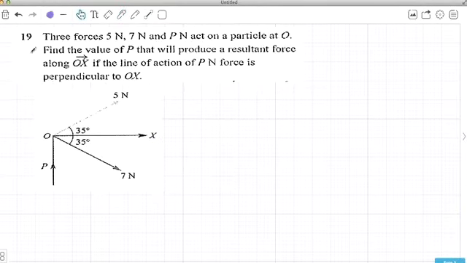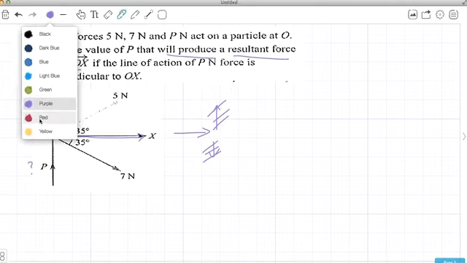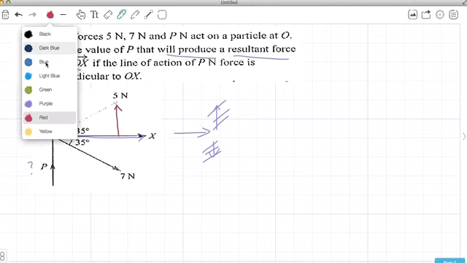We're interested in finding the value of P that will produce a resultant force along O to X. Now what that means is we only want this object to be going this way. We don't want to have any up and down motion. So first of all, don't worry about P for now. Let's figure out what's going on in these directions here, then we can figure out what we need to counterbalance them.